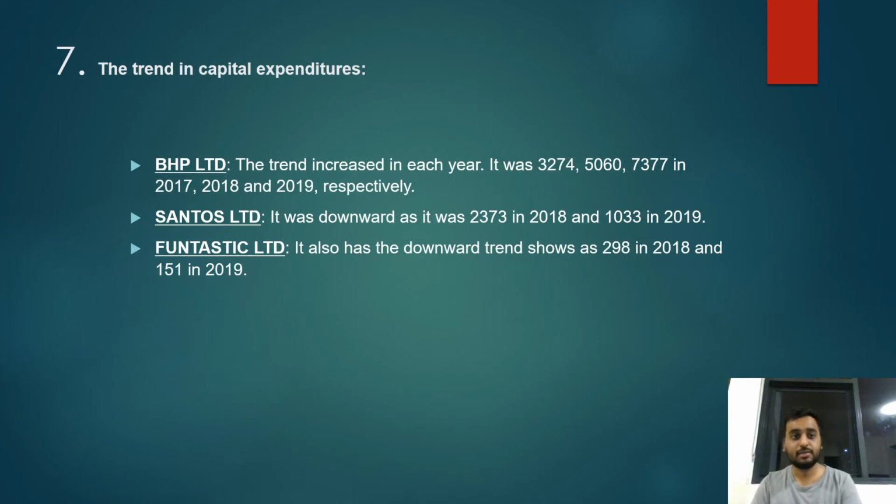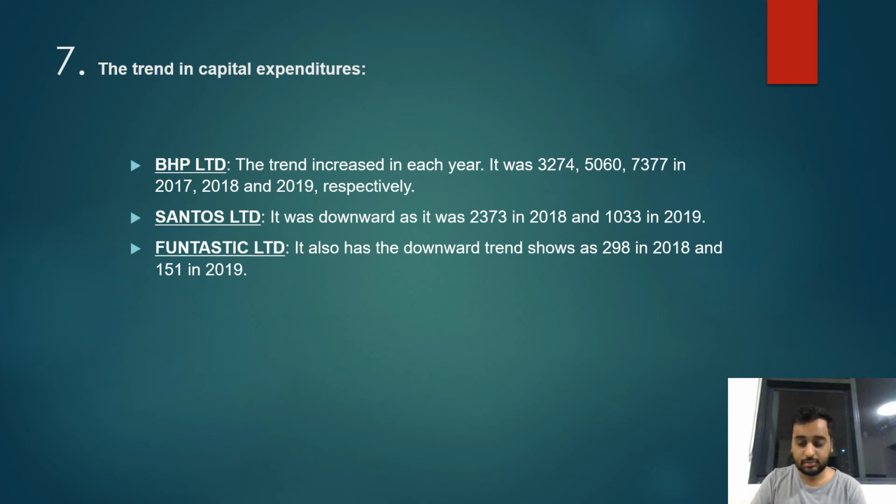Okay. So as we can see, the next point is the trend in capital expenditures. For BHP Limited, the trend is an increase each year. It was 3274, 5060 and 7377 in 2017, 2018 and 2019 respectively, as I will show you in the next slide.